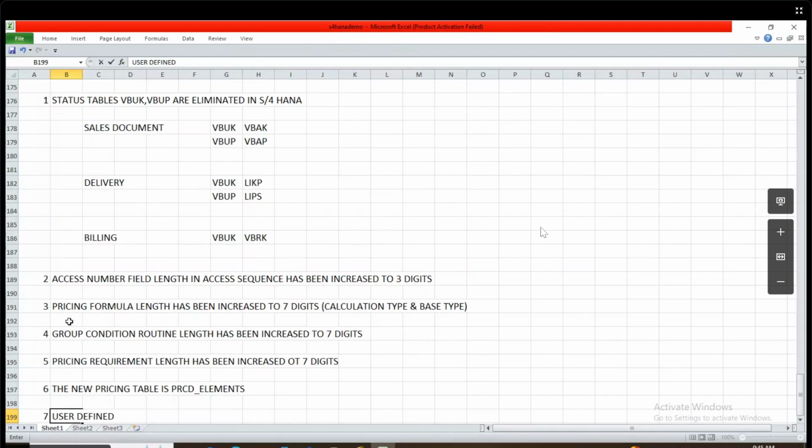User defined condition table number is almost double.